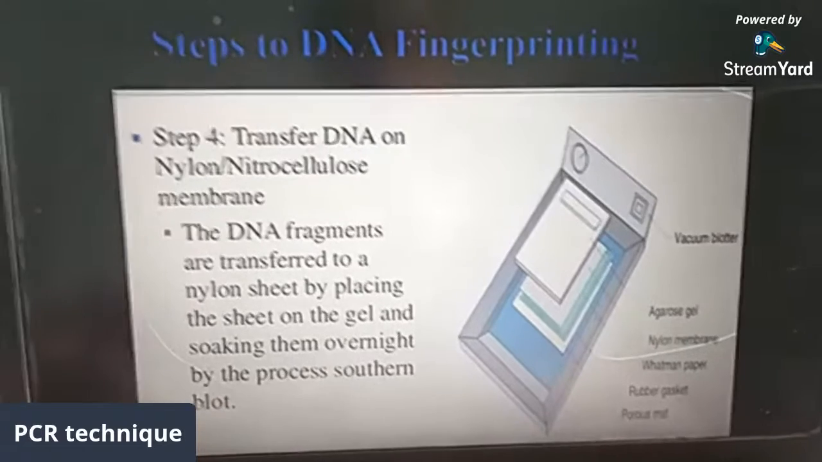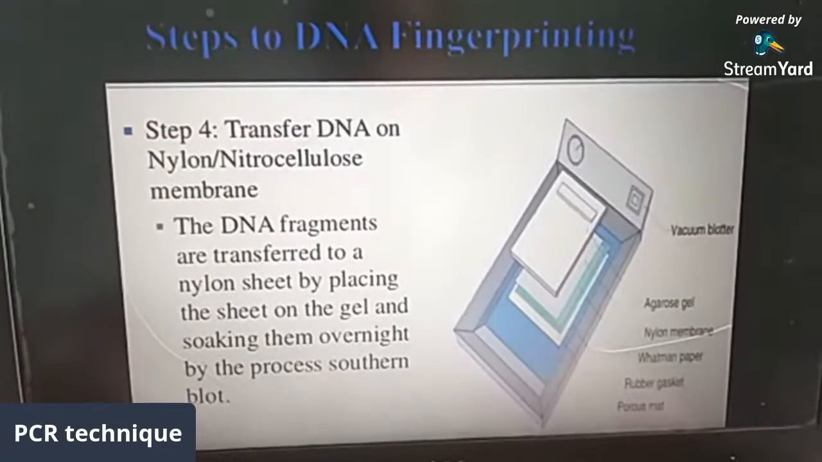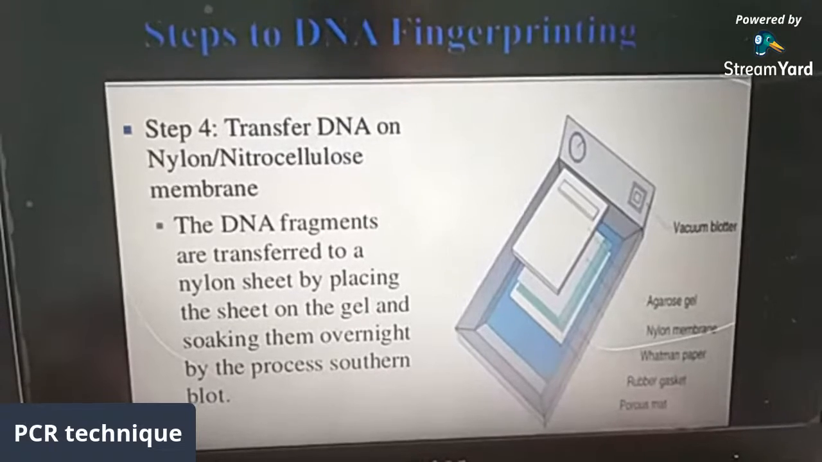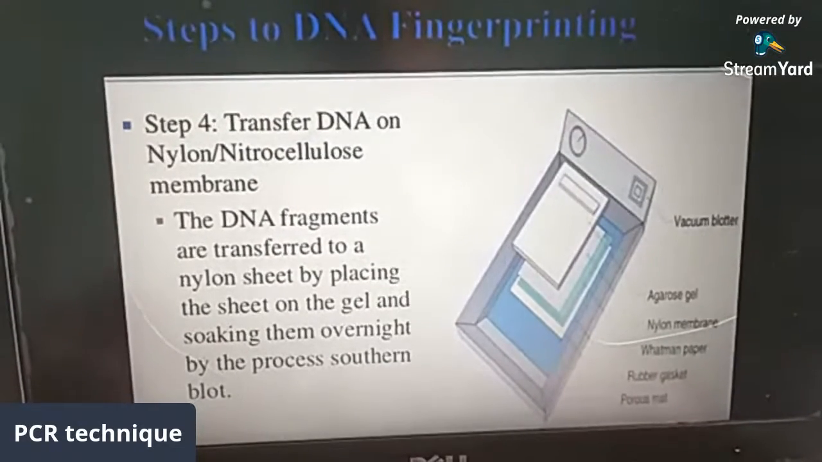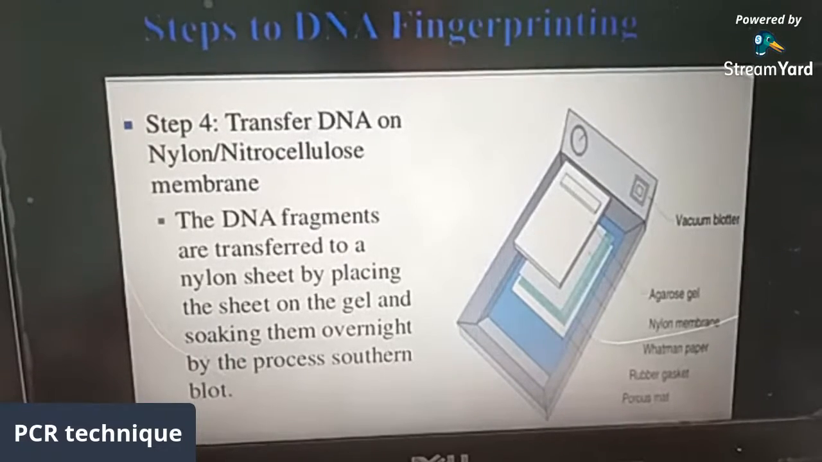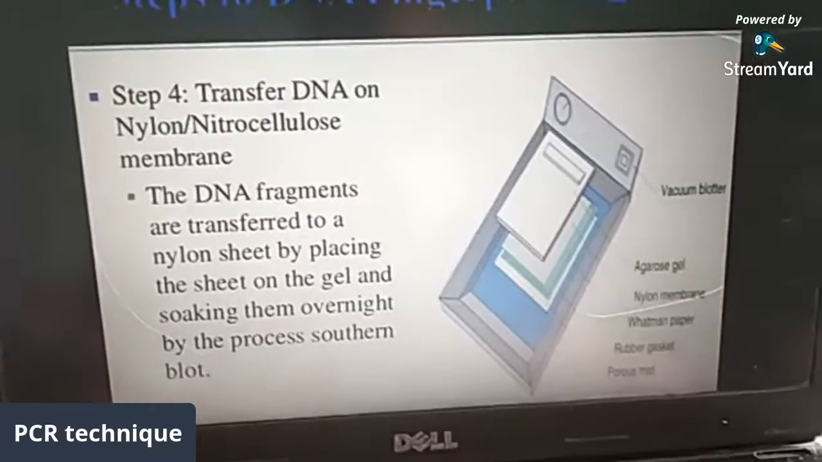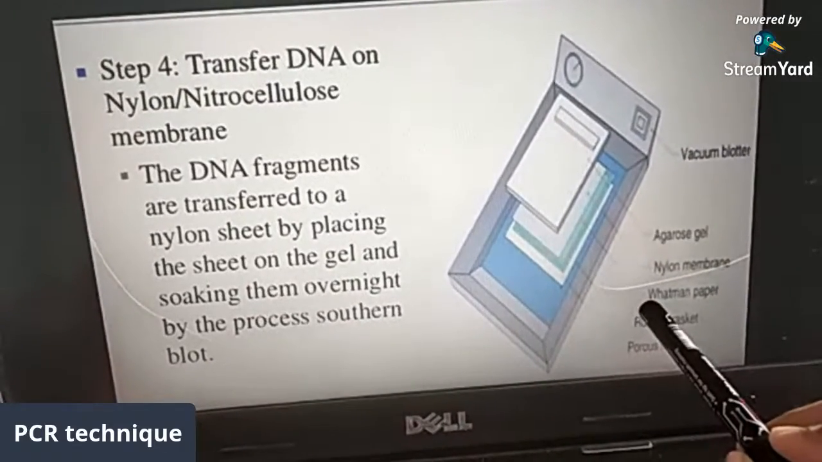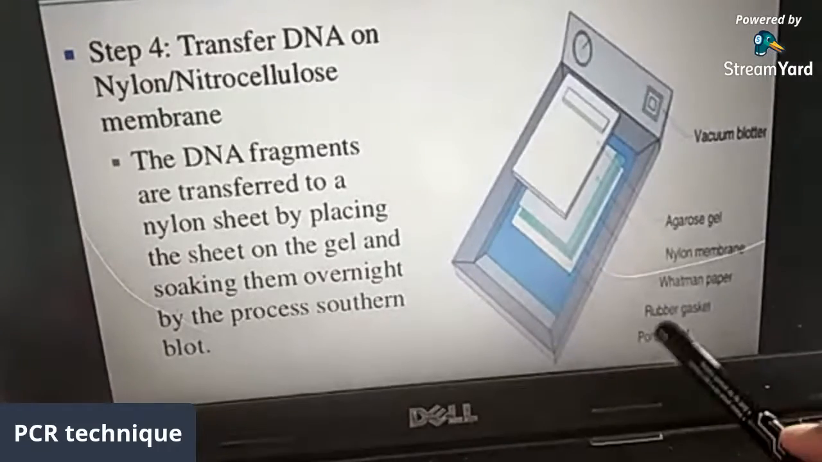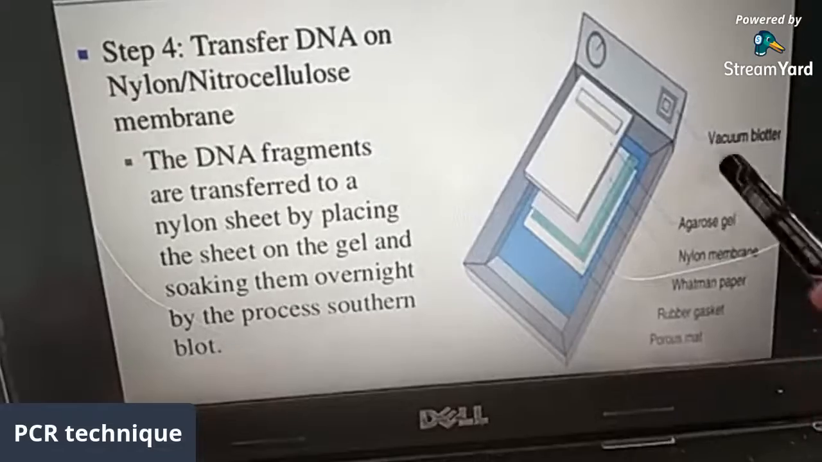Next is step 4, transfer of DNA onto a nylon or nitrocellulose membrane. The DNA fragments are transferred to a nylon sheet by placing the sheet on the gel and soaking overnight, by the process of Southern blotting. Okay, so this is the process. This is the agarose gel, this is the nylon membrane, this is the Whatman paper, this is the rubber gasket, and this is the porous mat. This is the vacuum blotter.